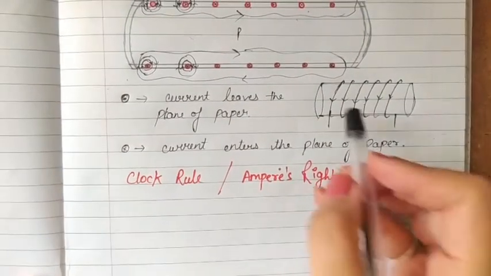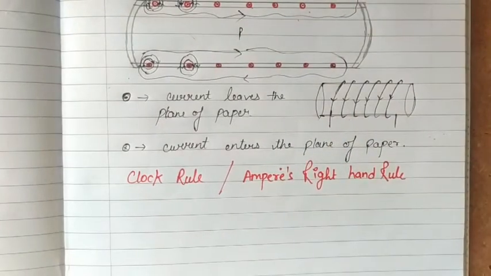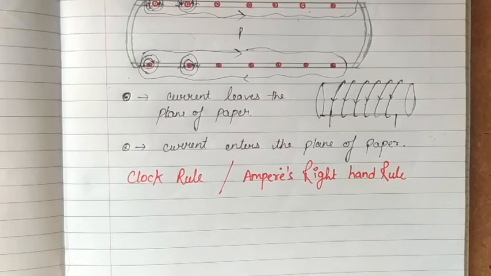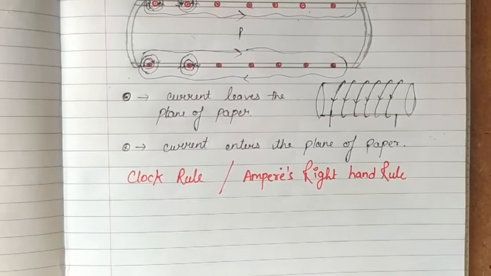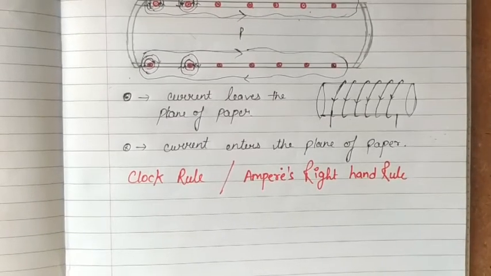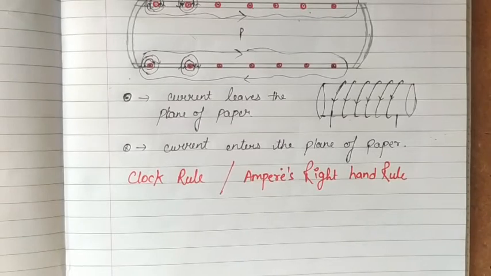Suppose I have a solenoid like this, and I want to find which face of the solenoid is the north pole and which one is the south pole. So I will hold or grasp this solenoid with my right hand such that the fingers of my right hand point along the direction of the current, right? Then in that case, the extended thumb will indicate the face of the solenoid that has north polarity.